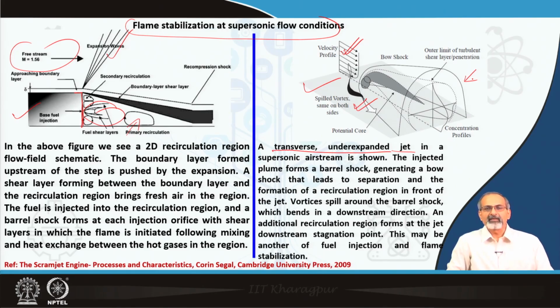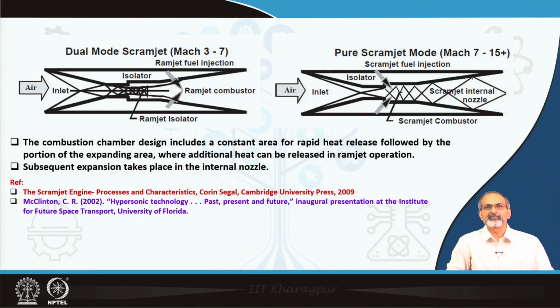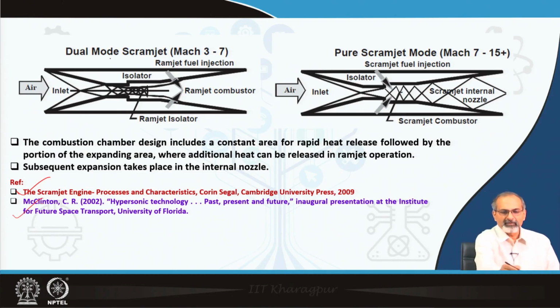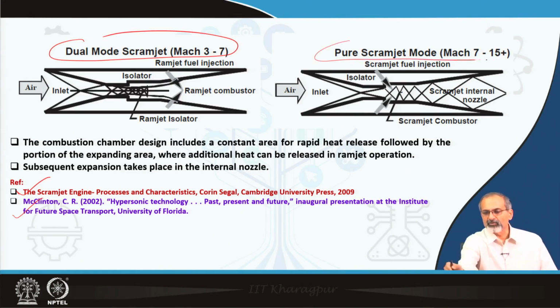Of course, we saw them in a schematic manner, not going deep into the actual configurations which do operate in such supersonic combustors, but that gives you some idea. Again, from the same reference, we have taken these two figures along with the reference at the bottom of McClinton, where we see the combustion chamber design includes a constant area for rapid heat release, followed by a portion of expanding area where additional heat can be released in ramjet operation, and subsequent expansion can take place in the internal nozzle. So, you have two possible configurations operating in two different Mach number ranges.